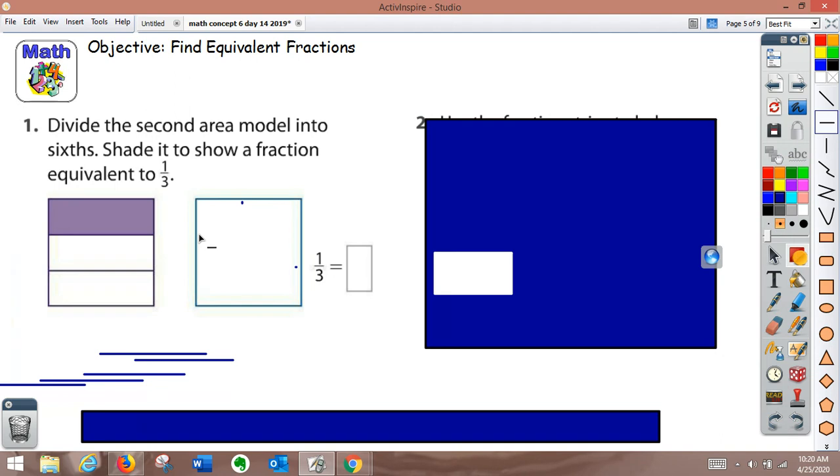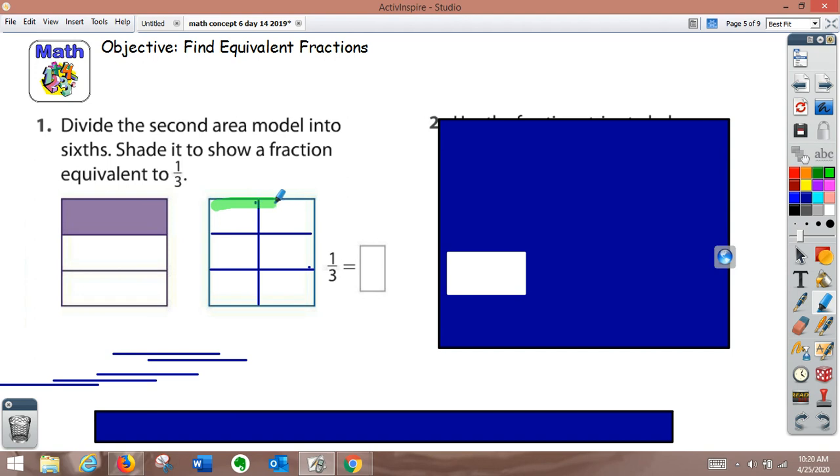Let's start by doing it the same way they did, and they cut it across there. They cut it across here. It's only 3 pieces, so now I'm going to try and cut right down here. Now I have 6 pieces, which means I've divided this cake into sixths. 1, 2, 3, 4, 5, 6. But I want to shade it to be equivalent to 1/3. I'm going to shade this right up here. That's the part of the cake that I'm eating.